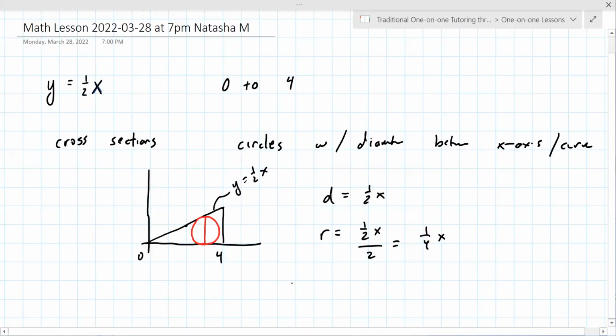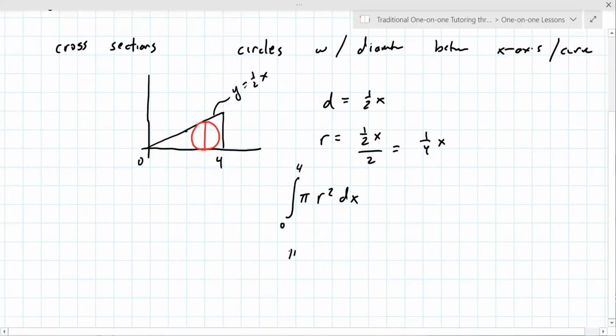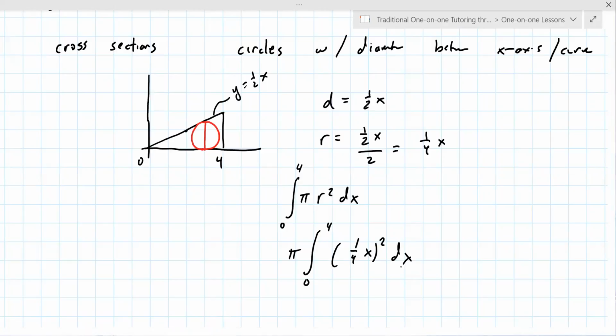Okay, and then you set up your integral. Your integral is from 0 to 4 pi r squared dx, but your r is this function here. Something like that. Is that kind of what you had in mind, this type of problem here? Yeah. Okay, so how would this problem change?